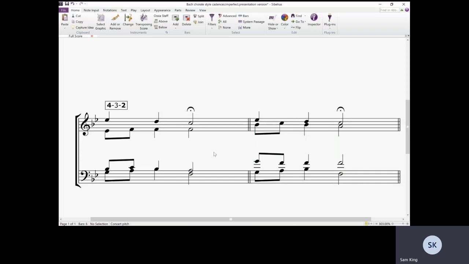Okay, now we're going to look at some examples of imperfect cadences in minor keys, because this throws up a couple of other interesting and typical possibilities. I'm going to start in the same key signature as B flat, so in other words we're going to G minor. We're going to start with a minor version of this 4-3-2 melodic descent.